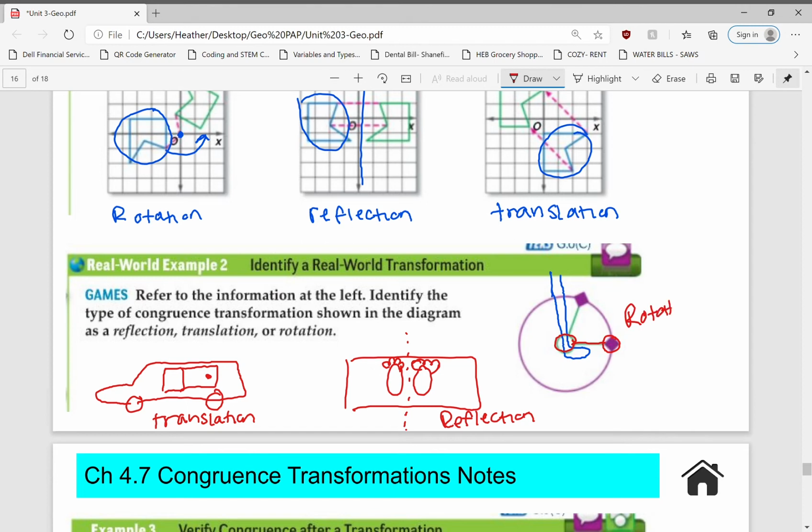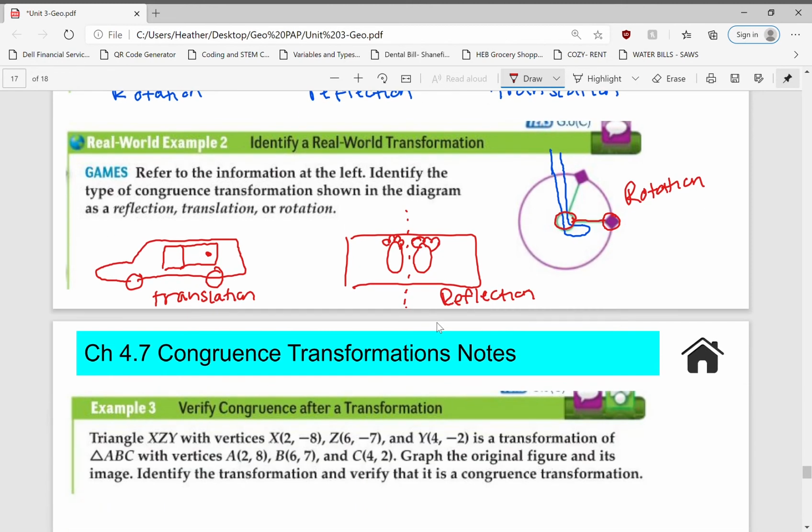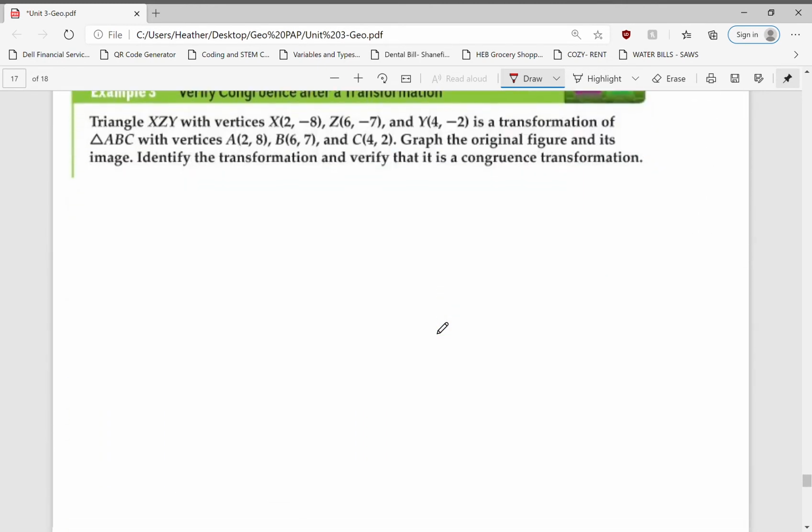I'm trying to write this look a little nicer. There we go. Okay, let's look at example 3. Let's do some actual math here.